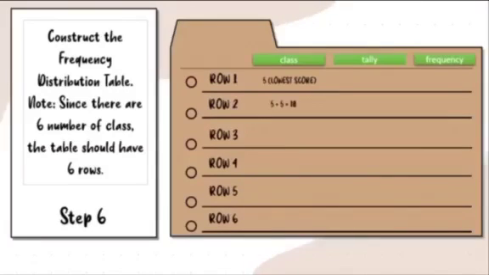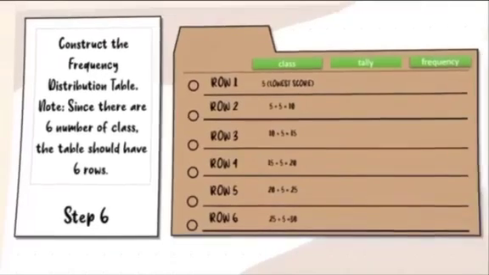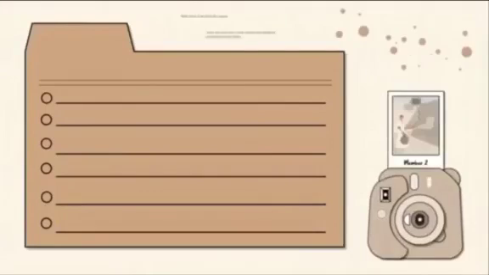In finding the succeeding lower limit, we should add the constant 5, which is the class width, to the last lower limit. Row 2, we have 5 plus 5 is equal to 10. Row 3, 10 plus 5 is equal to 15. And row 4, 15 plus 5 is equal to 20. Row 5, 20 plus 5 is equal to 25. Last, row 6, 25 plus 5 is equal to 30. So, our lower limits are 5, 10, 15, 20, 25, and 30.